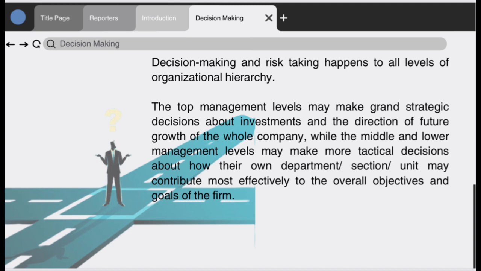The top management levels may make grand strategic decisions about investment and the direction of future growth of the whole company, while the middle and lower management levels make more tactical decisions about how their own department, section, or unit may contribute most effectively to the overall objectives and goals of the firm.